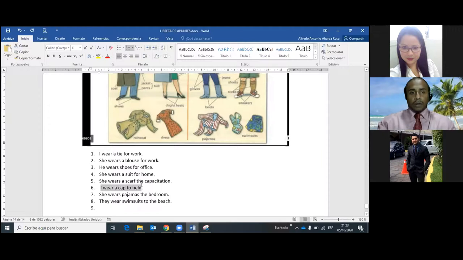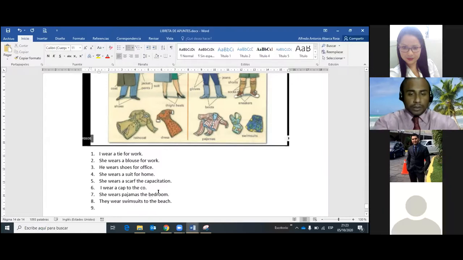I wear a cap. Oh, pero querés decir al campo, como una tarde de campo, digamos así. Ahí sería así. Countryside. I wear a cap to the countryside. To the countryside. ¿Cómo escribe? I'll spell it. Countryside is C O U N T R Y S I D E.